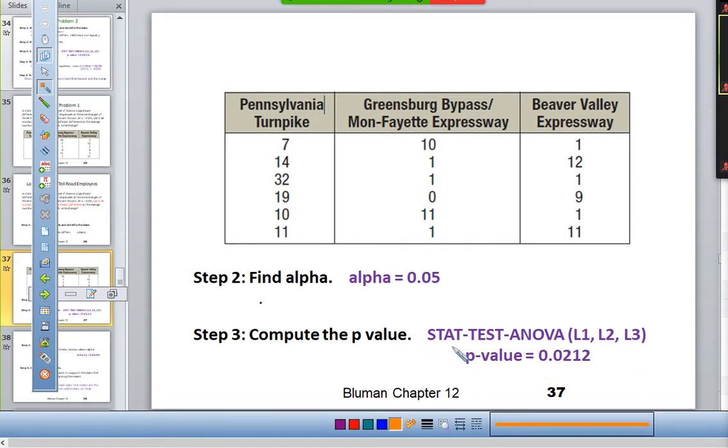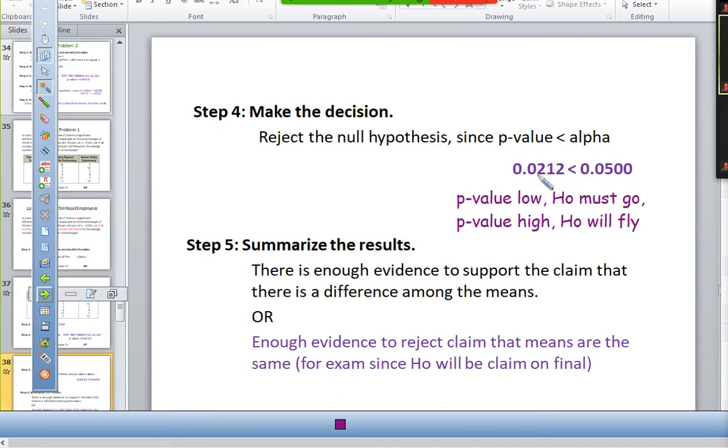Compute the p-value. Stat, test, ANOVA of L1, L2, L3. And you got a p-value of 0.0212. Again, 3 sig figs. So find your first non-zero and start writing down from there. So here, I'm going to compare. I'm going to give this a couple more decimal places so they both have 4 decimal places, and you can see a lot easier that 212 is a lot less than 500, so this is smaller.